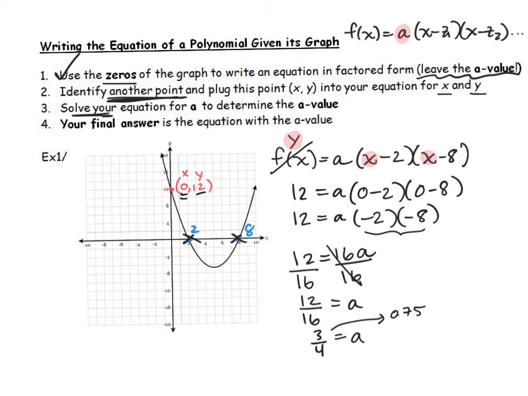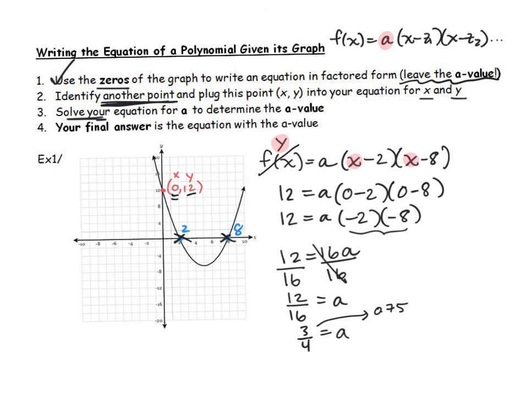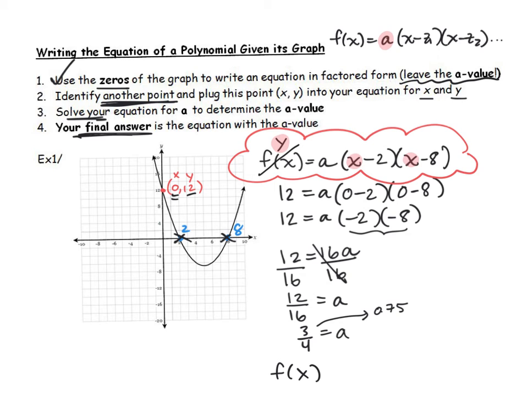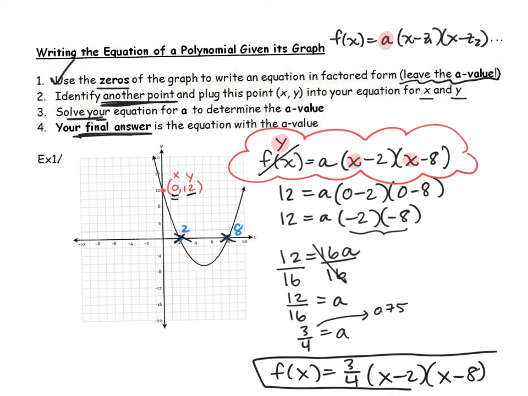All right, and then don't forget about your final answer. This is the most important part. Your final answer is the equation, our original equation that we wrote, but now I know what the a value is. So I'm going to rewrite my final answer as the equation f of x equals, my a value is 3/4, x minus 2, x minus 8. That is my final answer. That is the equation that matches this graph.